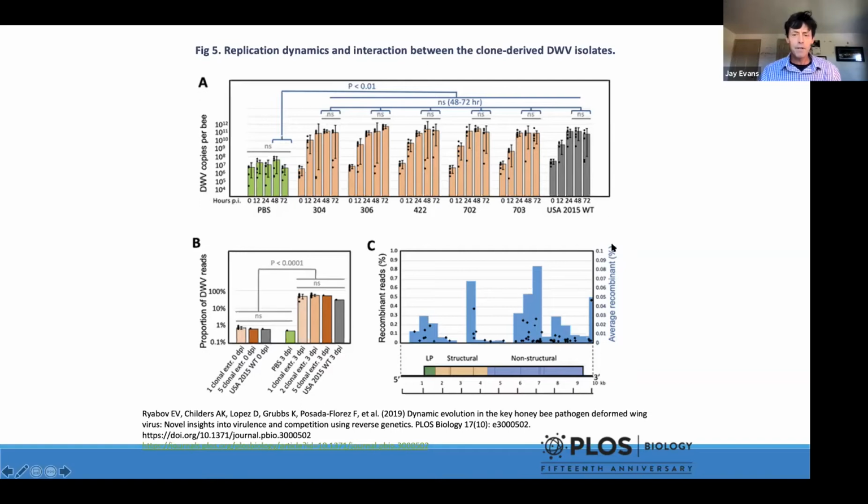We've done a bit of work lately just trying to sort out why it's not always deadly, right? So you think, okay, here's a bad virus. We can't get rid of it. The bees have it. A lot of bees seem to do okay with it, or at least there are bees that survive fine. This is work by Dr. Eugene Ryabov, who's been a visiting scientist in the lab, basically sorting out using infectious clones.